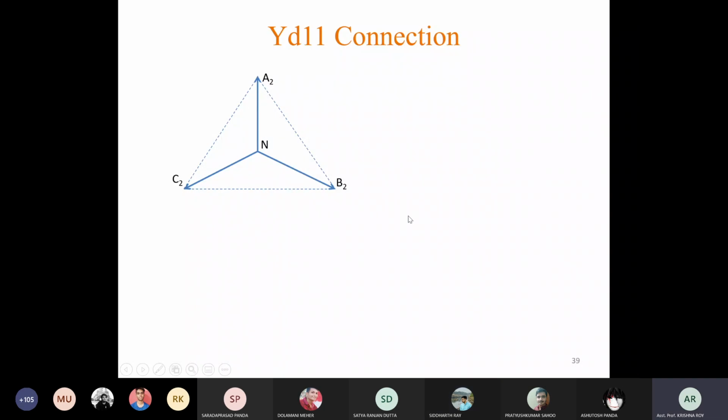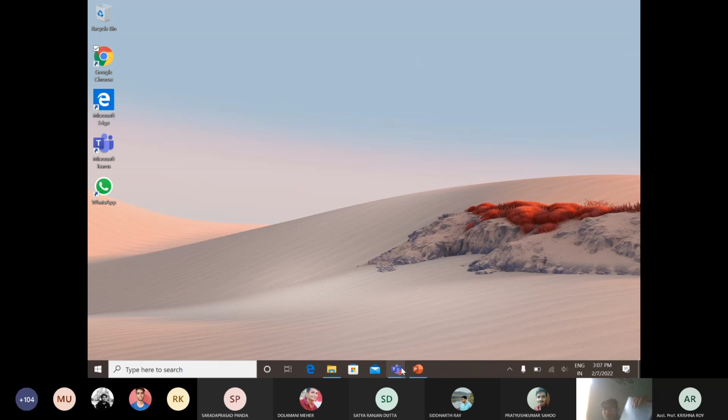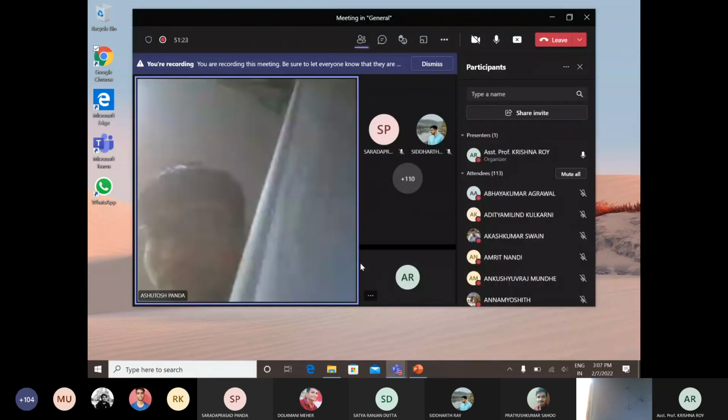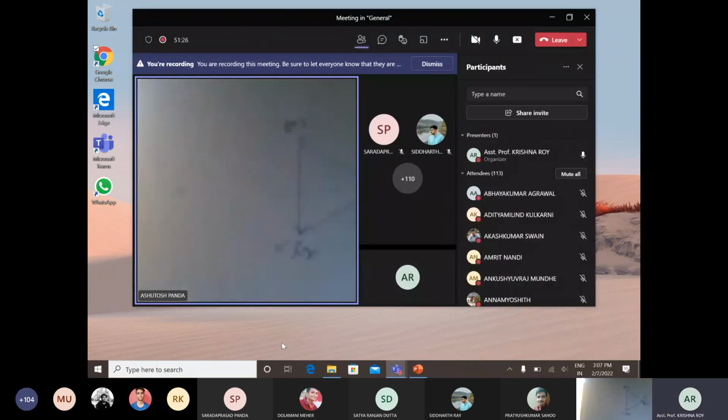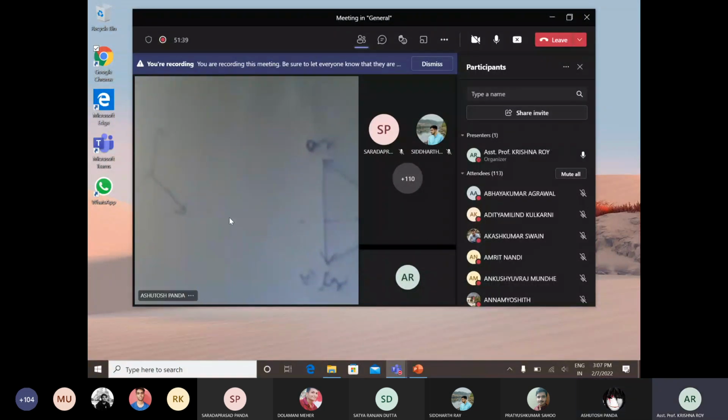Okay, sir. Let me show you the reference line. Sir, I've solved the phasor diagram. Okay, you have drawn. Show me. Sir, I've not named all of them, but I've named some. Just show me the structure. The concept is okay, but again some mistakes are there. Okay, let me show you.